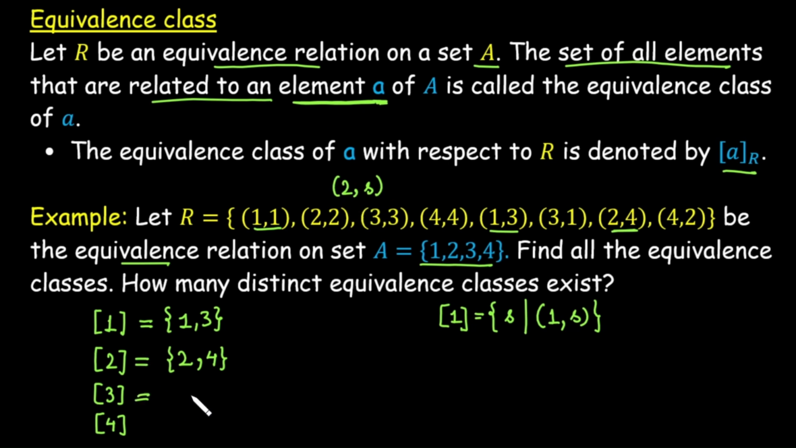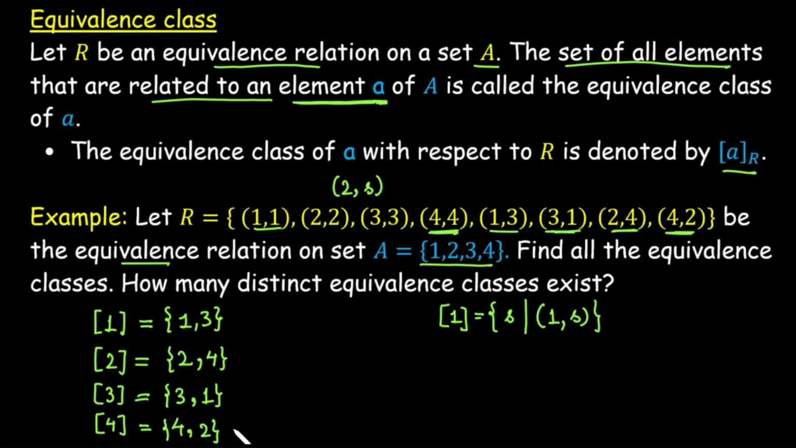Now in this case, collect all the elements that are related with 3. So 3 is related with 3, and 3 is related with 1. It means we are getting this set. For the 4, 4 is related with 4 and 4 is related with 2. Now this is a set.